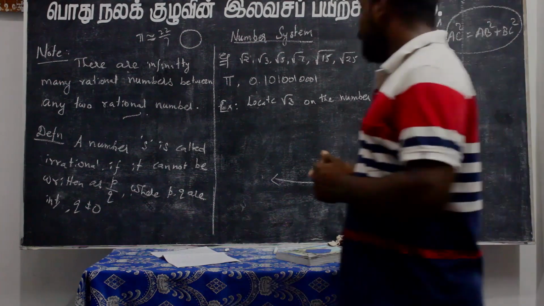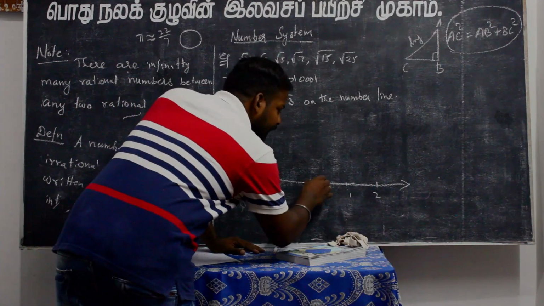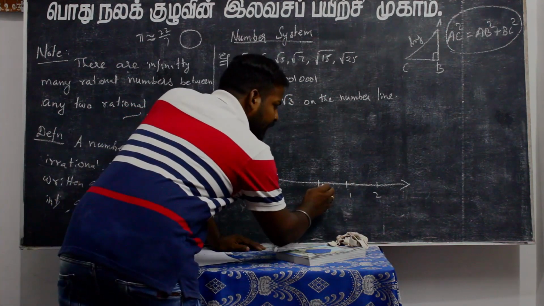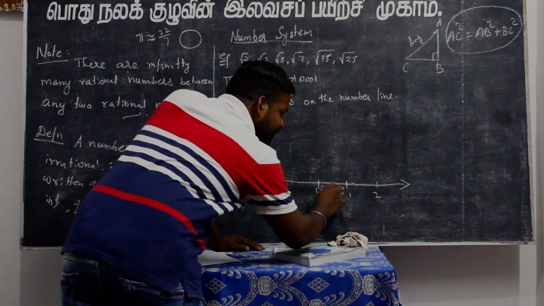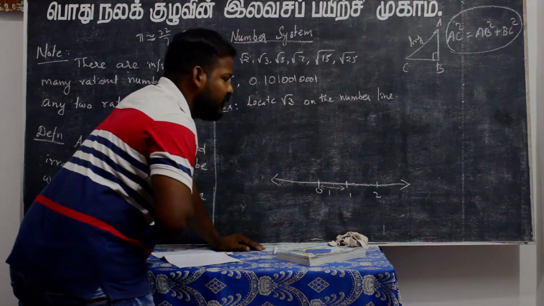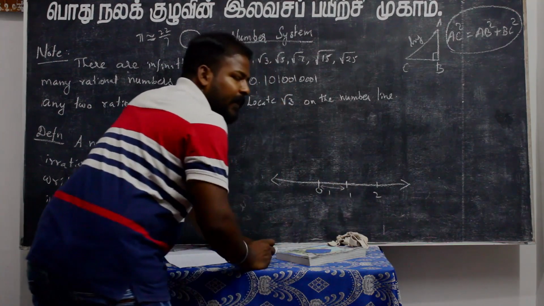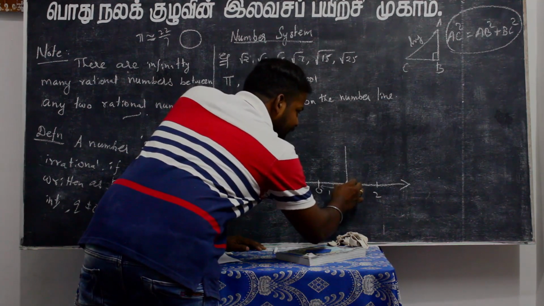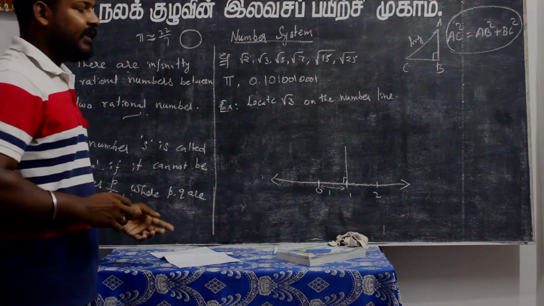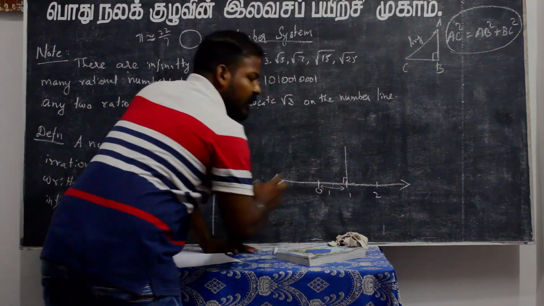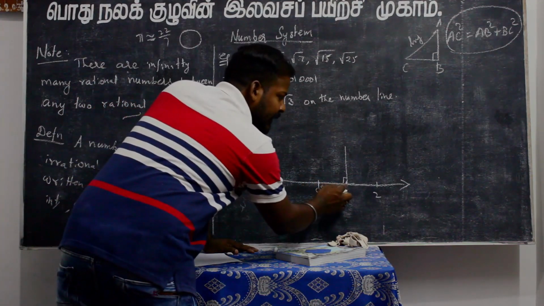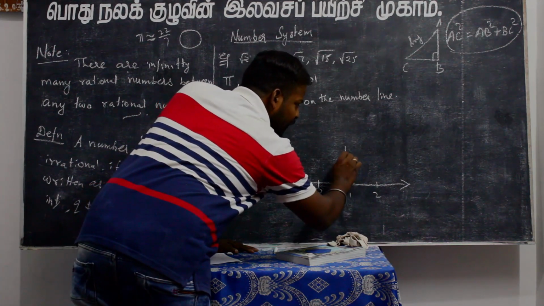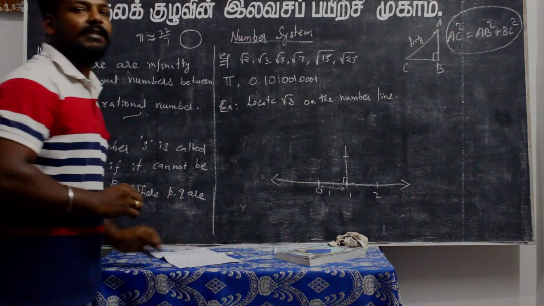This one we are going to implement here. So here is 0, and I am taking 1 as 1 unit. The distance here is 1 centimeter or 1 unit, you can use either. First I want to draw a perpendicular line at the measurement 1. Next, with the same 1 unit, I use a compass placed at this point and cut an arc. That arc is your 1 unit radius.